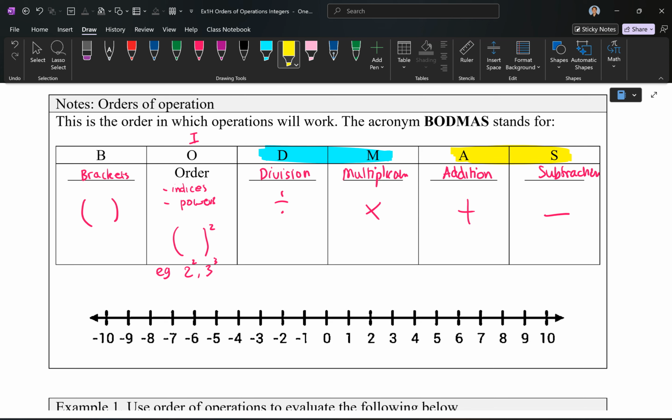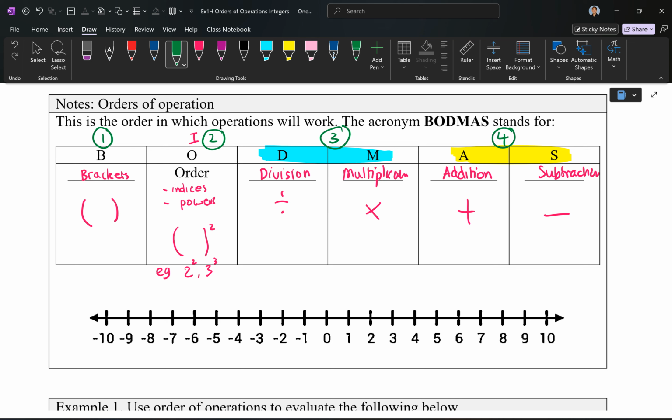So it depends on what you see first. So the order usually is brackets is first, indices is second, or orders is second. Third is division or multiplication. And then fourth is addition or subtraction. They all work from left to right.